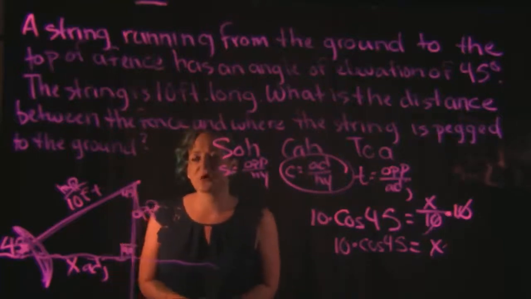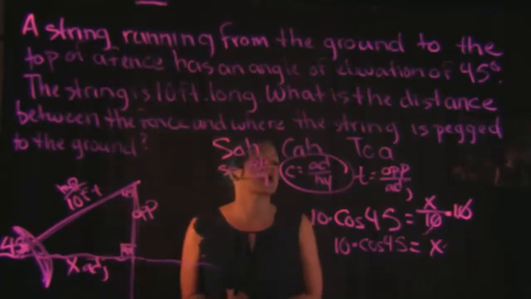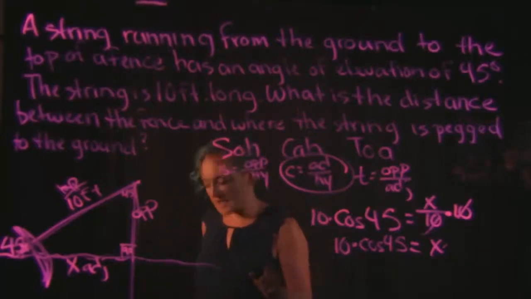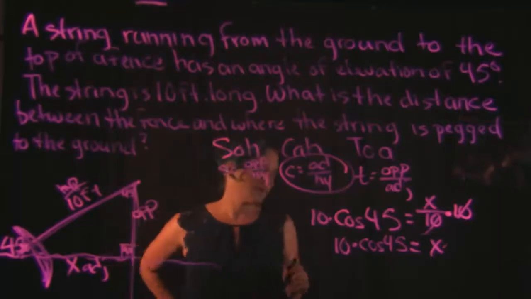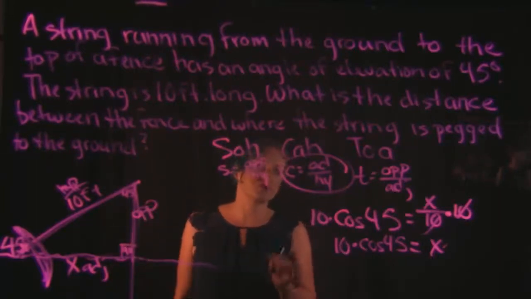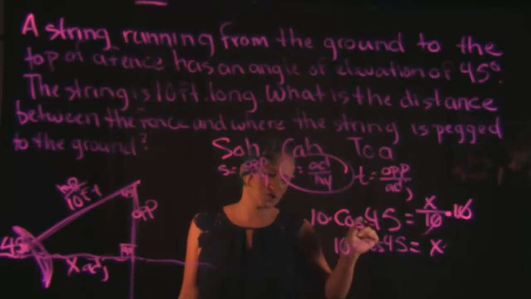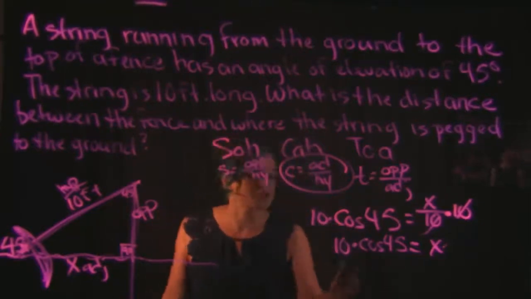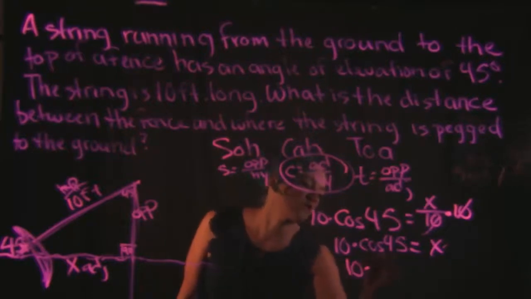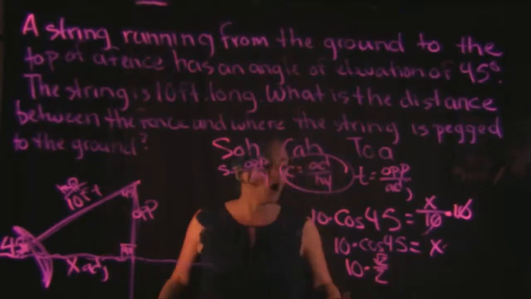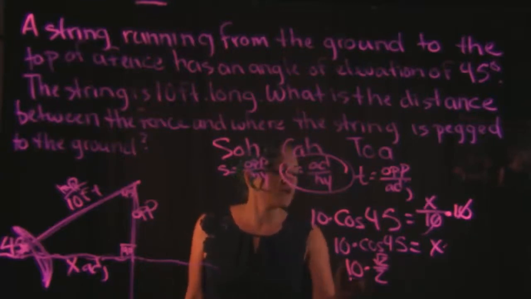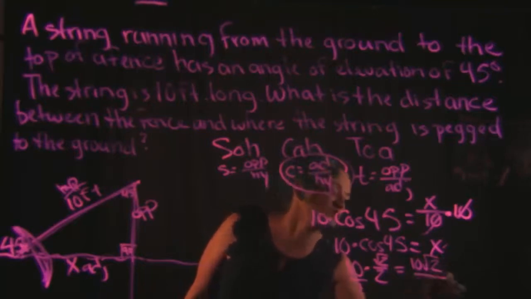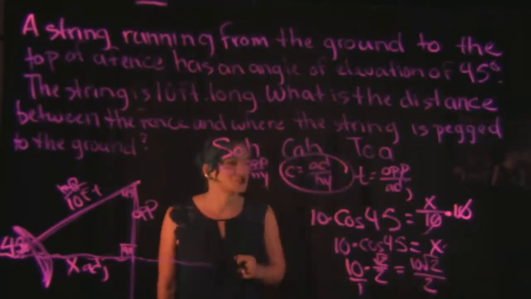If you have a scientific calculator, you can type that right into a scientific calculator. You can also do this by hand, knowing that cosine of 45 is 1 over the square root of 2, or simplified, square root of 2 over 2. So you can either type this into your scientific calculator and get an answer, or I know that cosine of 45 is square root of 2 over 2. If we simplify this, putting that 10 over 1, 10 times the square root of 2 is 10 square roots of 2, over 1 times 2 is 2.